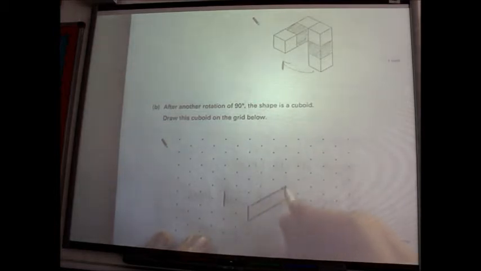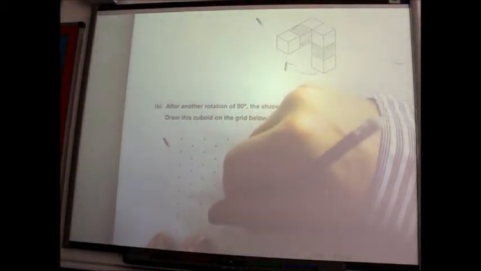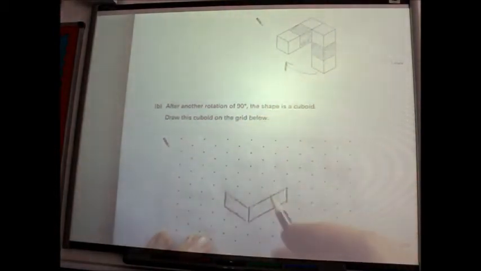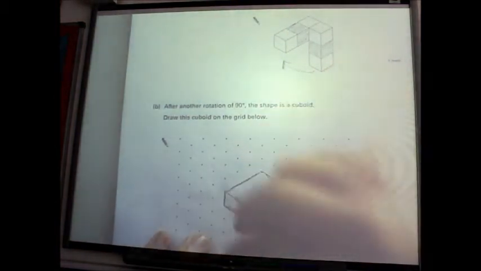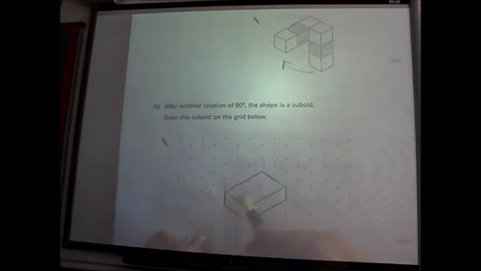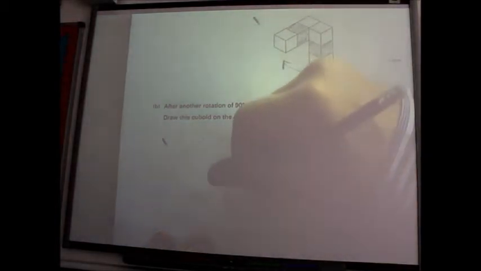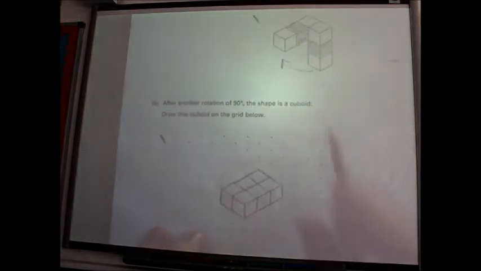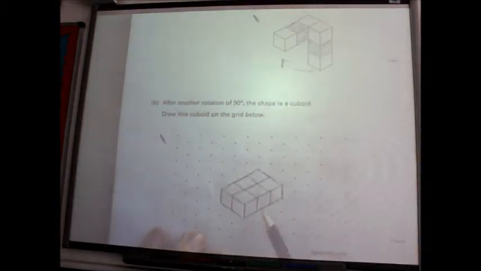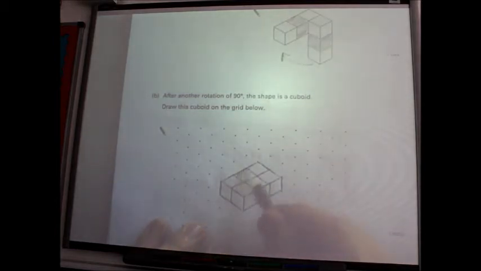When you're in the exam, please use a ruler, but I'm in a little bit of a hurry, so I shan't. There we go. And to make it a little bit easier, I'm going to actually show the individual cubes, look. There we go. And shading the ones that are grey, it's the ones around the middle that are grey, so I'm going to shade in the ones around the middle.